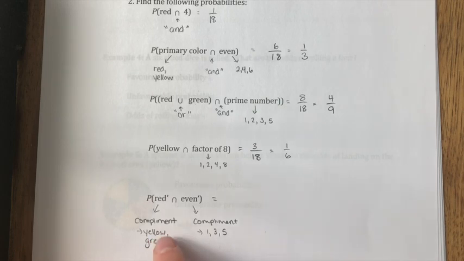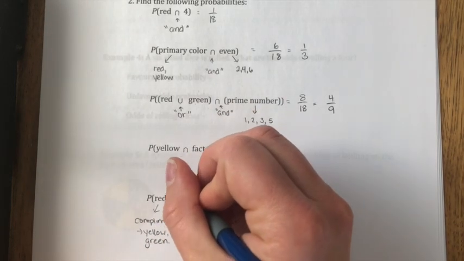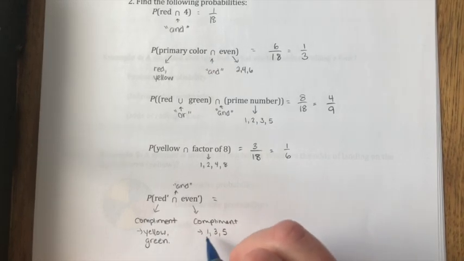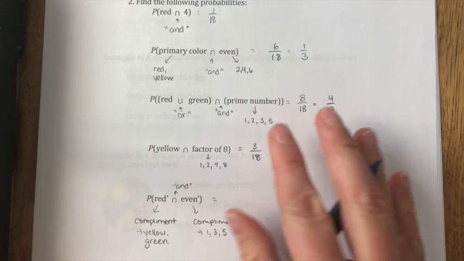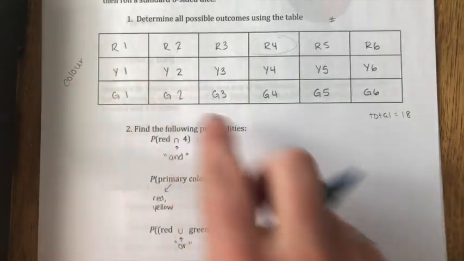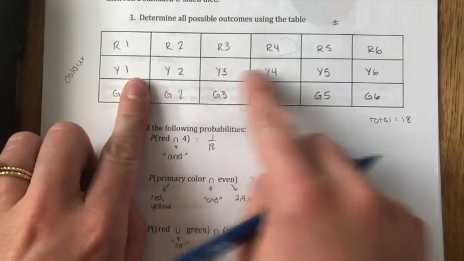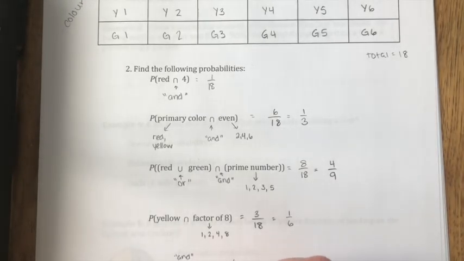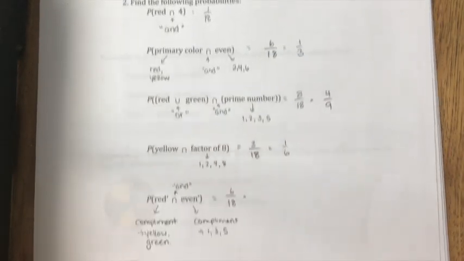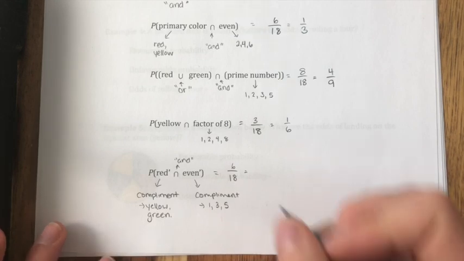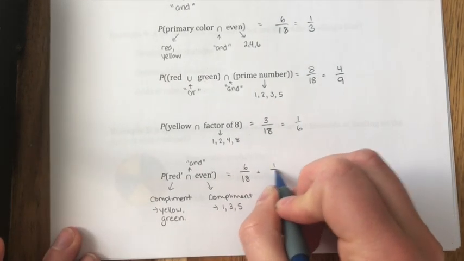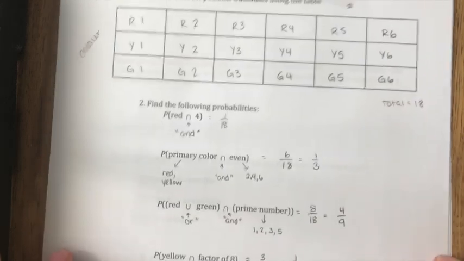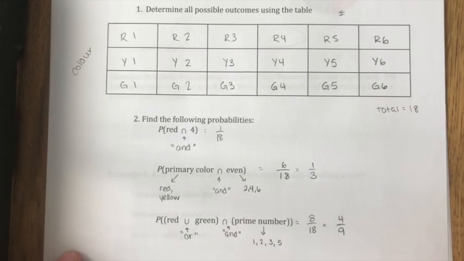Okay, so we want yellow, and again, this guy means and. So we want yellow or green and 1, 3, or 5. So yellow and green, 1, 3, 5. So 1, 2, 3, 4, 5, 6 possible outcomes make that statement work. So 6 out of 18, that's again going to reduce to 1/3. Okay, so you can use a chart like that to organize your thinking, and it will help you.